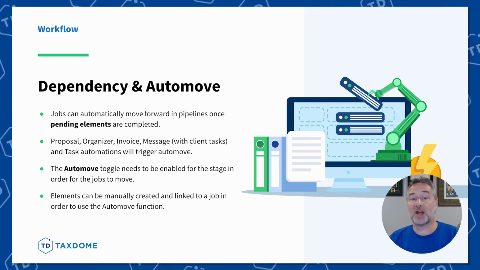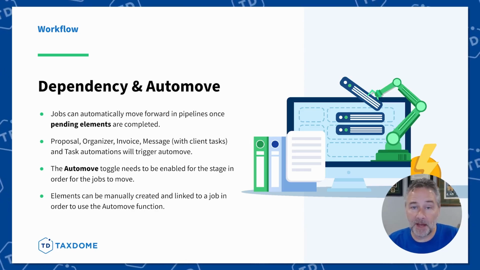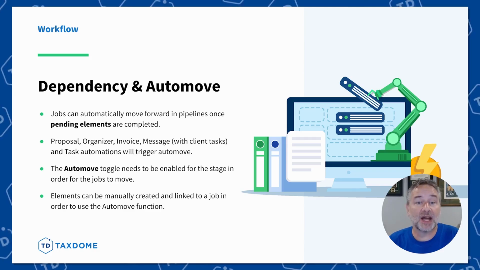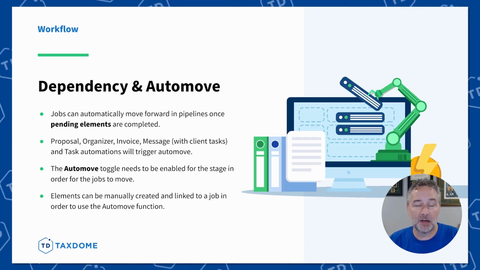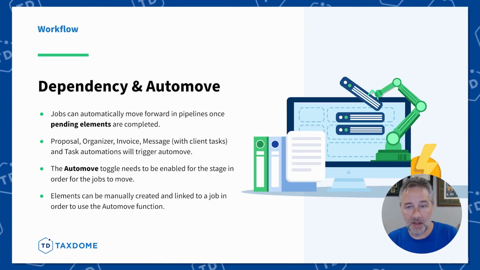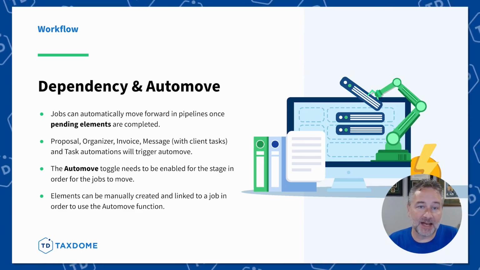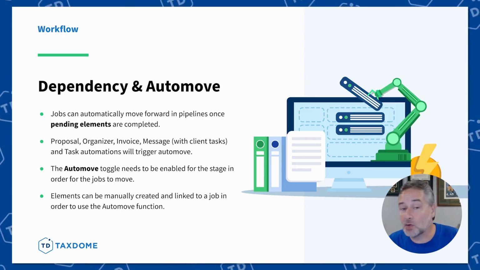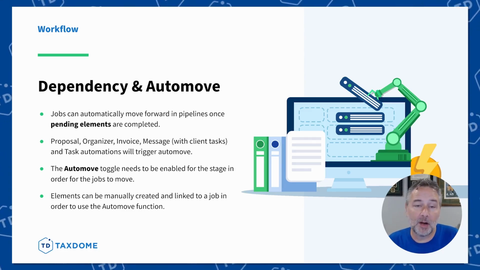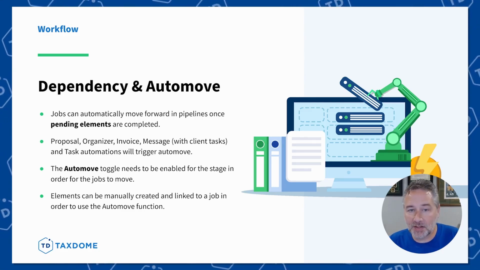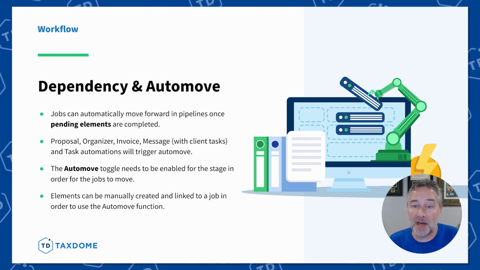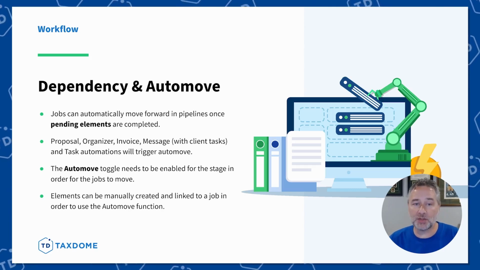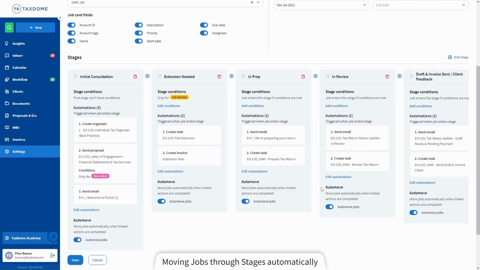So, for the auto move to work, in most cases, you will want to have one or more automations in a stage that can serve as the trigger for the auto move. This means that any element that is considered pending after it's been created can be used for this purpose. Therefore, proposals, organizers, invoices, messages with client tasks and firm tasks can all be used as auto move triggers.